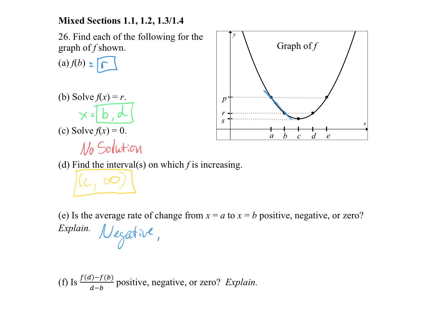And we can say that the average rate of change is negative because f of B, the y value of B, is less than f of A. So when it went from A to B, the value of the function decreased. So another way of saying it, I'll write it down. Value of function decreased from A to B.